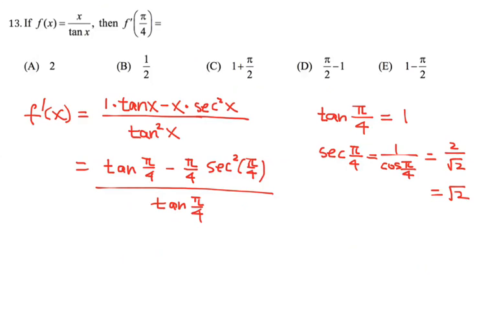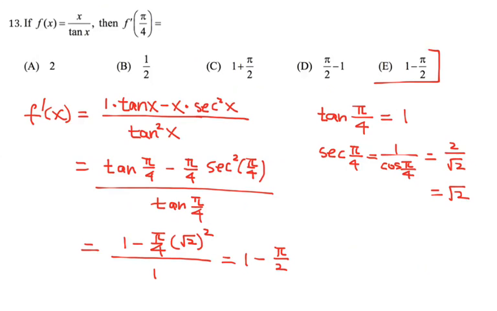Now, by plugging in all the values that are necessary, tangent of pi over 4 becomes 1 minus pi over 4 times radical 2 squared, over 1. Then this becomes 1 minus, you see, radical 2 squared becomes 2, so 2 and 4 cancel out to be 2 on the denominator, so 1 minus pi over 2 seems to be our answer. Choice E.